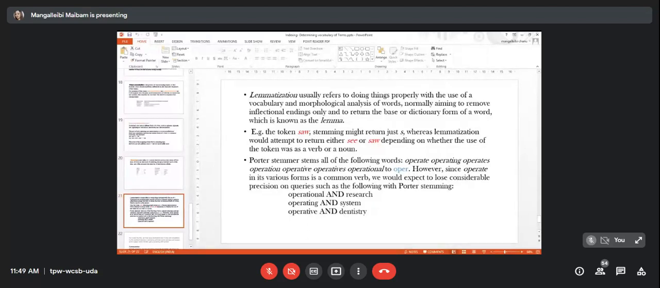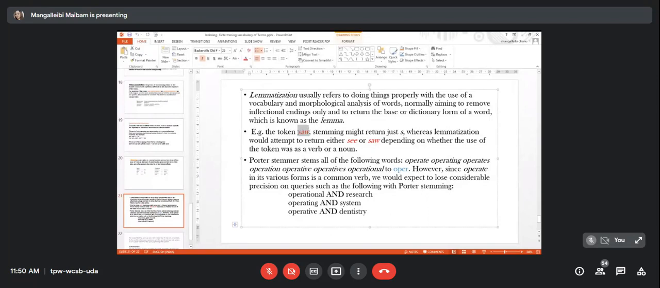Lemmatization refers to doing things properly with the use of a vocabulary and morphological analysis of words, so we will be having some analysis also. Normally it aims to remove inflectional endings only and to return the base or dictionary form of the word, which is known as the lemma. You see a token here, for example, saw.